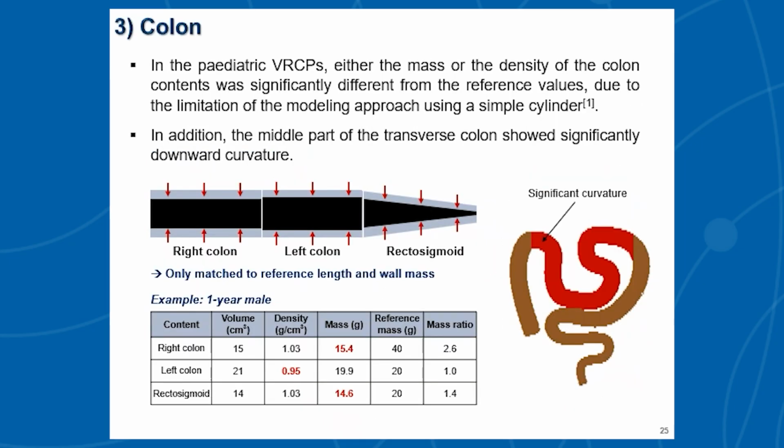Next, we also improved the colon. Because of the limited resolution of the original CT images, the colon was modeled using simplified cylindrical shapes in the voxel phantoms. Then the colon wall was defined to match the reference wall mass. But the content volume was not based on the reference value, which resulted in underestimated mass or density of the content, and also the inner wall was connected discontinuously. Another issue with the colon was that the middle part of the transverse colon was unnaturally curved downward compared to the actual anatomy.